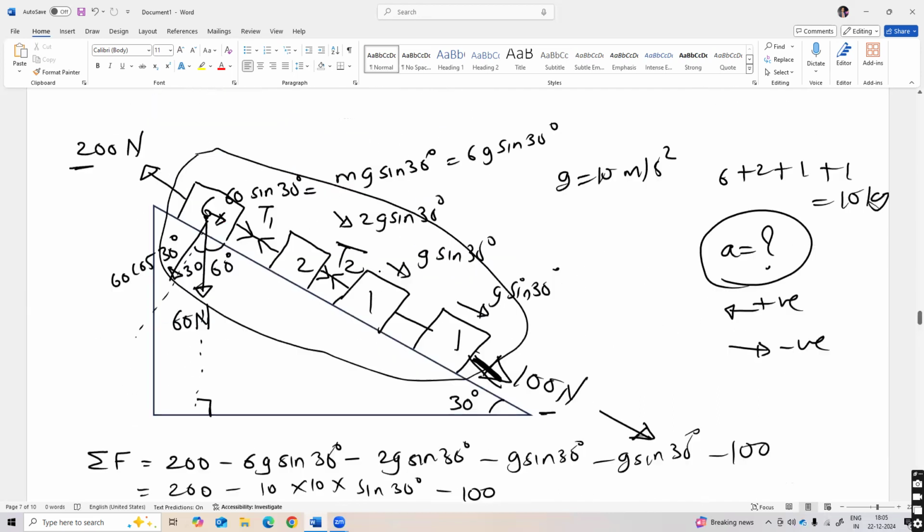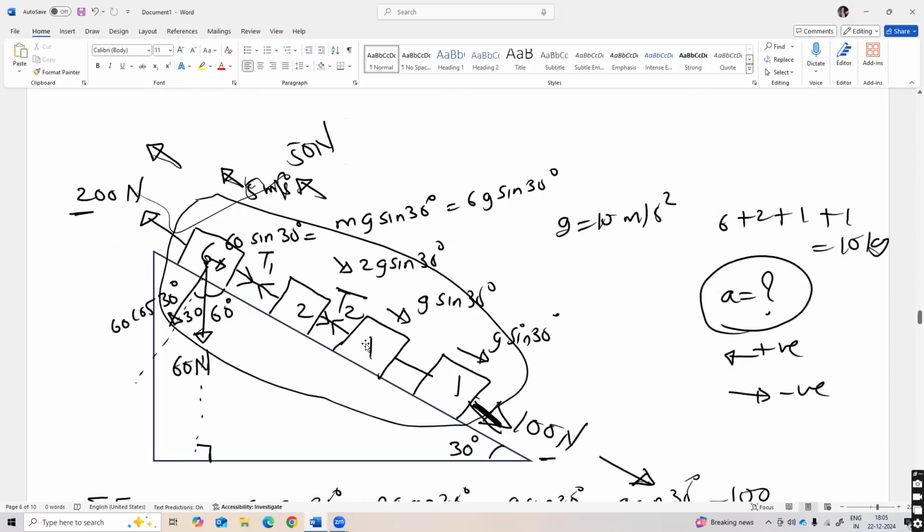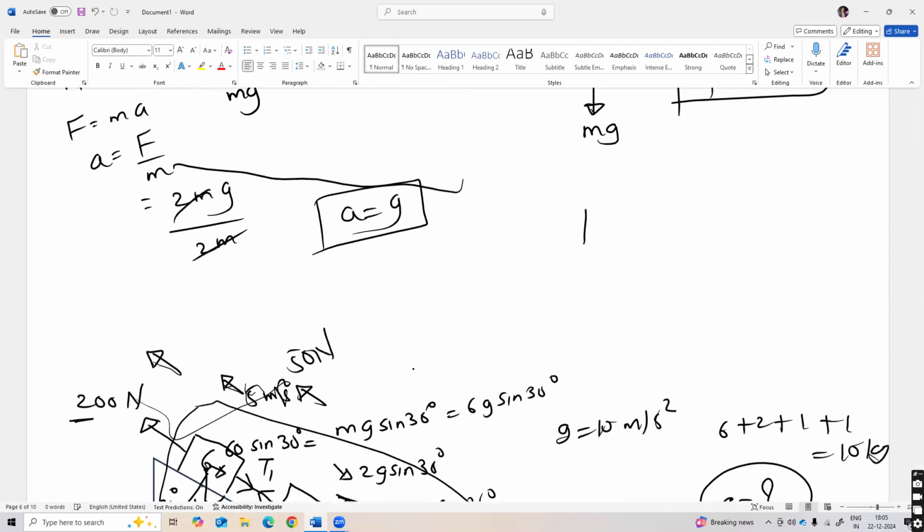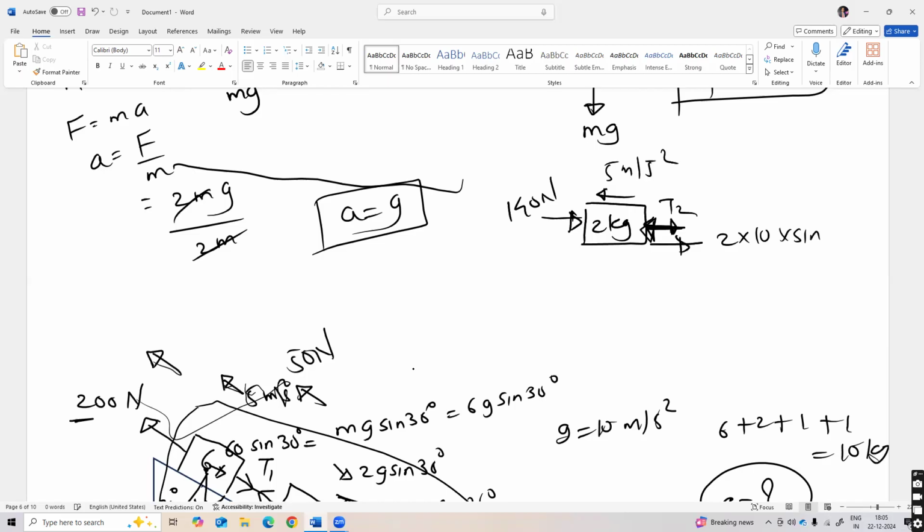In similar manner, we can solve it for T2 also. So you will have to consider the free body diagram of T2. So let's say this is T2, which is of 2 kg. T2 is acting like this, T1 is acting like this, which is 140 Newton. Then there is acceleration towards left of 5 meter per second square, and there is mg, 2g sine 30, because of its weight. So 2 into 10 into sine 30, sine 30 is 1 by 2, so 1 by 2 and 2 will get cancelled, so it is 10 Newton.